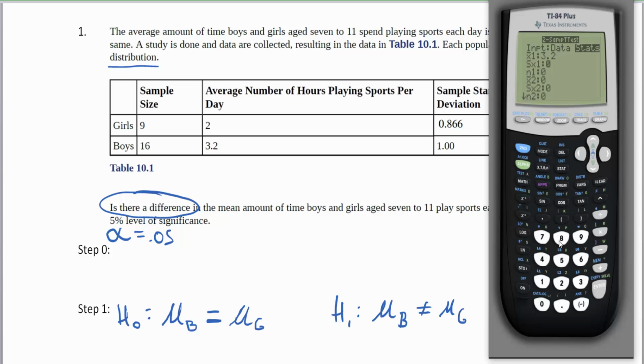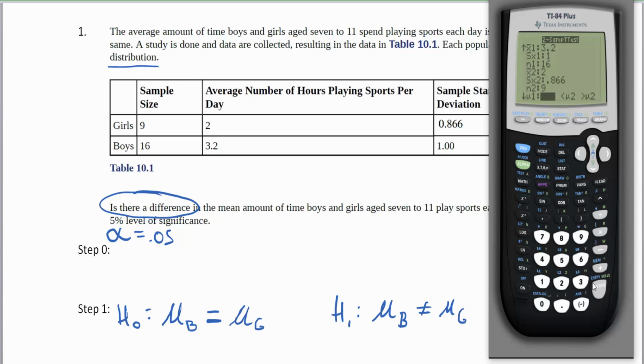Then what we have is our standard deviation of that group, which was 1. Okay, then we look at our sample size of that group, which is 16. Now we do the average of our second group, which were the girls, and that was a 2. Standard deviation of that second group was 0.866, or 866 thousandths, and the sample size is 9.